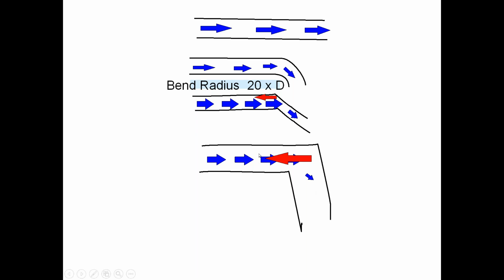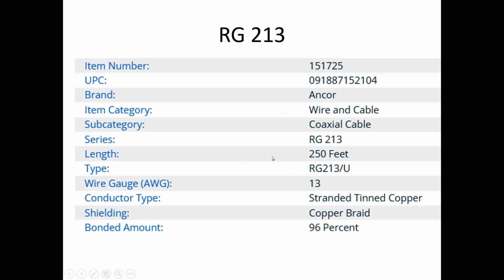Okay, so whether you have coaxial cable or ladder line, you do not want to make a right angle. You will basically shut down your system. Let's take a look at a pretty common cable, RG213. RG stands for radio guide. It's a military specification.